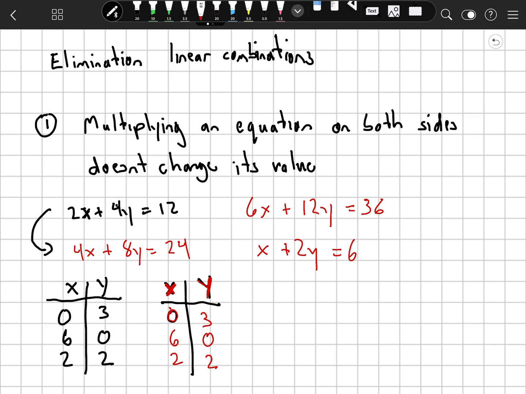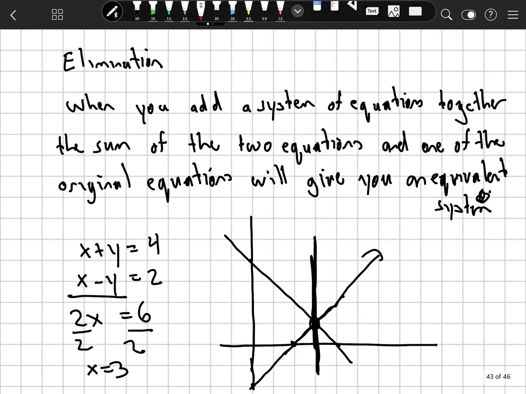So that's the first big concept: you can multiply both sides of an equation by the same number, and you still, for all intents and purposes, have the same equation, the same sets of ordered pairs, the same inputs compared to their outputs. That's number one. Number two, when you add a system of equations together, the sum of the two equations and one of the original equations will give you an equivalent system.